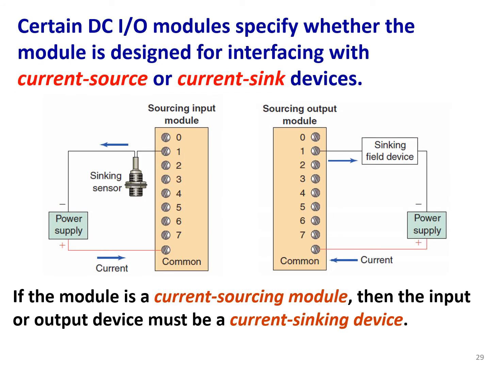Certain DC I/O modules specify whether the module is designed for interfacing with current source or current sink devices. Okay, so that's very important hardware-wise when we want to assemble our system. If the module is a current sourcing module, then the input or output device must be a current sinking device.